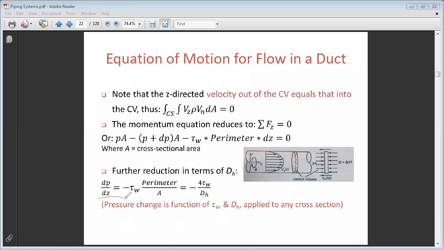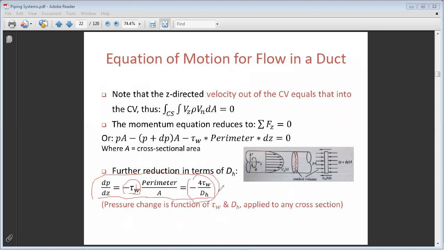The gradient of pressure is minus tau, the shear stress, times the wetted perimeter over A. And we can link it then to the characteristic length, the hydraulic diameter. So we can say that the pressure change is minus 4 tau over the hydraulic diameter dH.